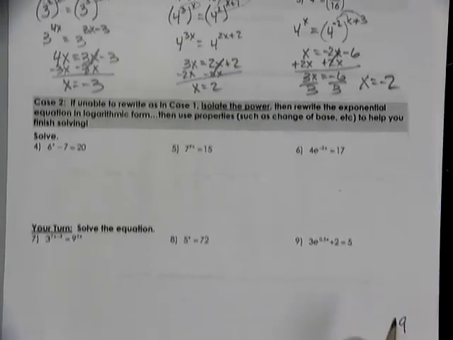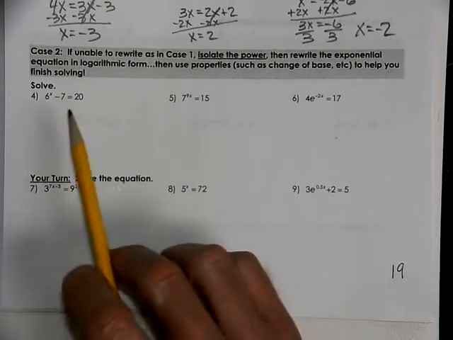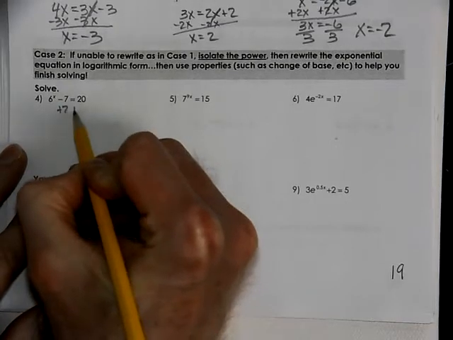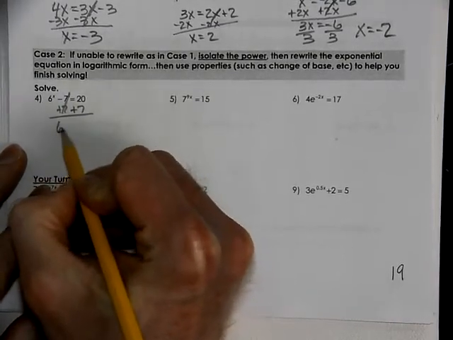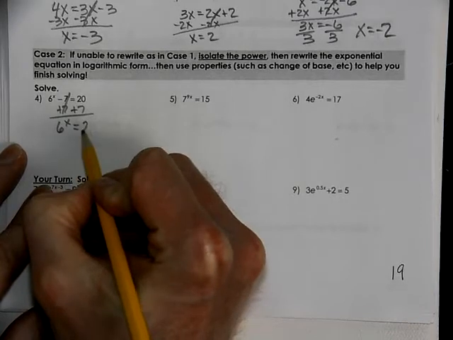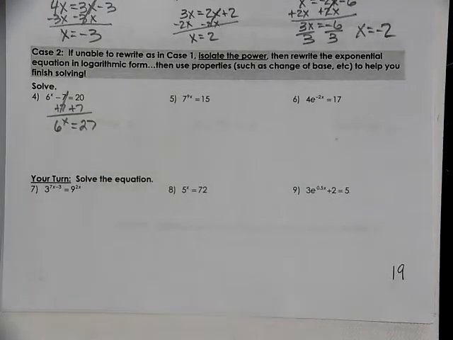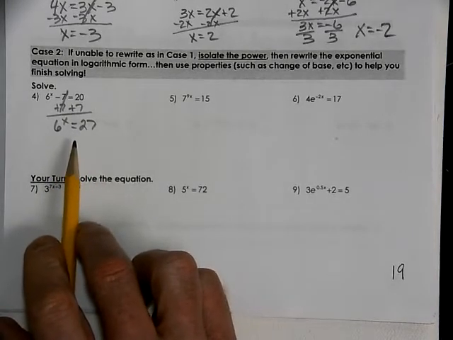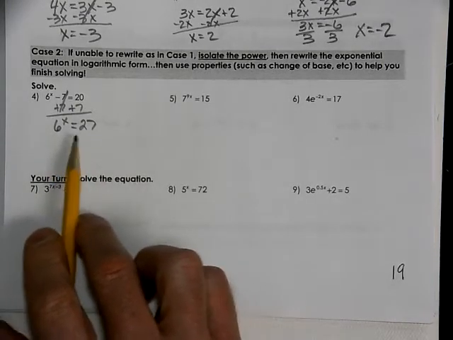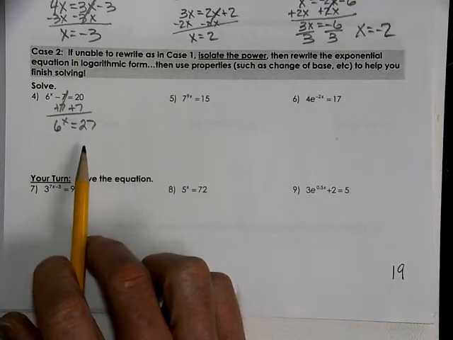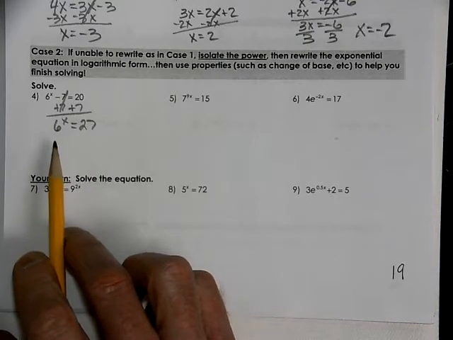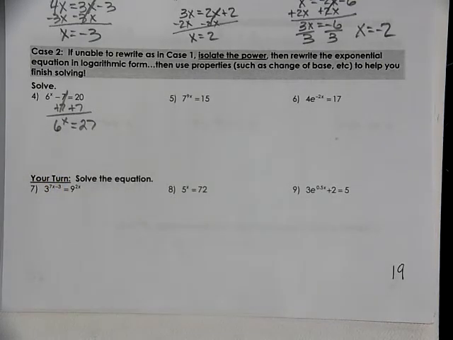For case number 2, we have a different situation. Here, of course, we would need to add the 7 to the other side. We have 6 to the x power equals 27. And we have to make a determination, can we make the bases the same? In this case, we can't. 27 can be made of 3 to the 3rd power, but 6 is not made by repeatedly multiplying an integer.